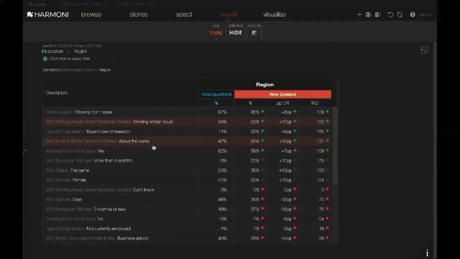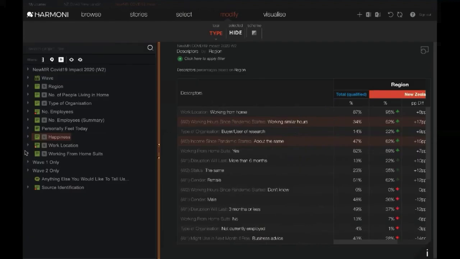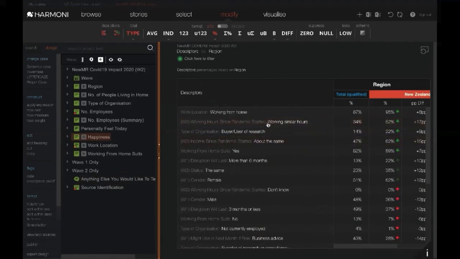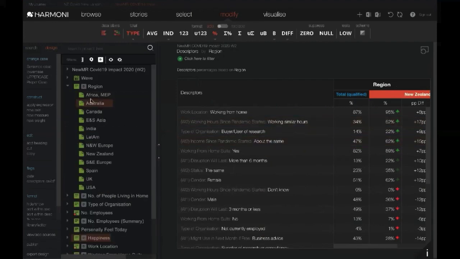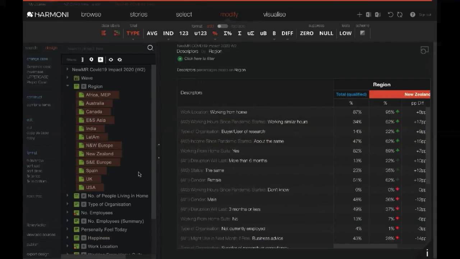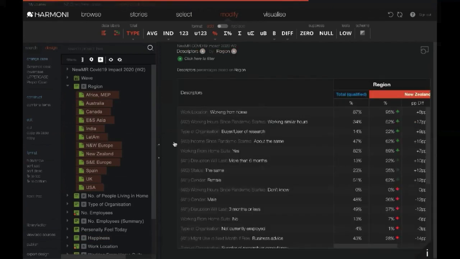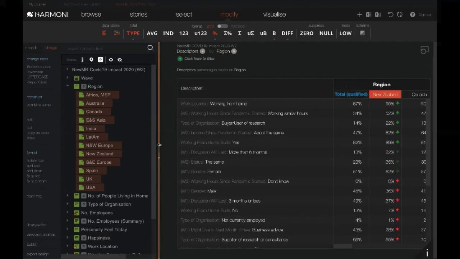It makes us happy. Now, if we want to really see New Zealand in the context of the rest of the world, we should compare New Zealand with the rest of the world. And we can do that in Discover simply by adding all of the other regions and countries to the analysis. I'll just add that in there. And we'll expand our screen again. There we go.